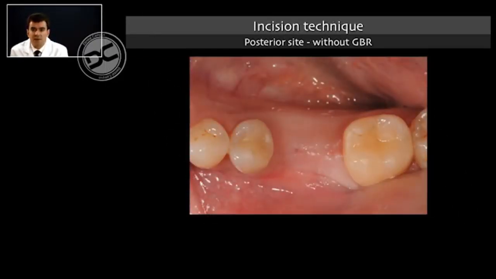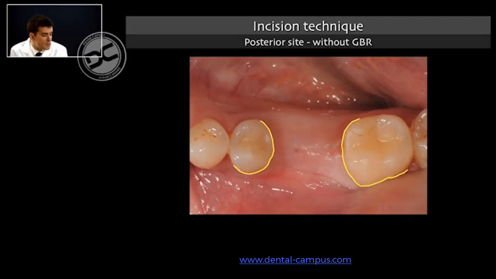So let's start with a straightforward case. As you can see in this image, we have a single gap in the posterior region, a missing first mandibular molar. We have a sufficient amount of bone, or we expect that, and we have a sufficient band of keratinized mucosa. So in this case, we do not expect a need of GBR procedures concomitant with implant placement, and in these cases, generally we choose a transmucosal healing modality.